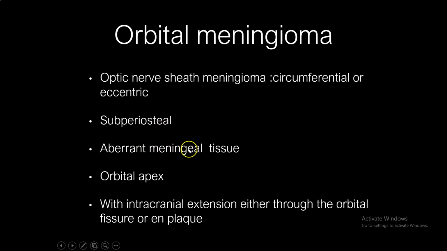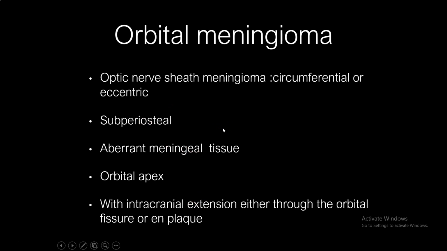You find the meningioma inside the orbit, you don't know from where. Not related to the optic nerve, not related to the periorbita, not coming from intracranial. So it is from ectopic or aberrant meningeal tissue. And there is a special entity called orbital apex meningioma. This is a very sad story. And last but not least, meningiomas with intracranial extension, either from the superior orbital fissure or on plaque. So, five cases of orbital meningiomas.